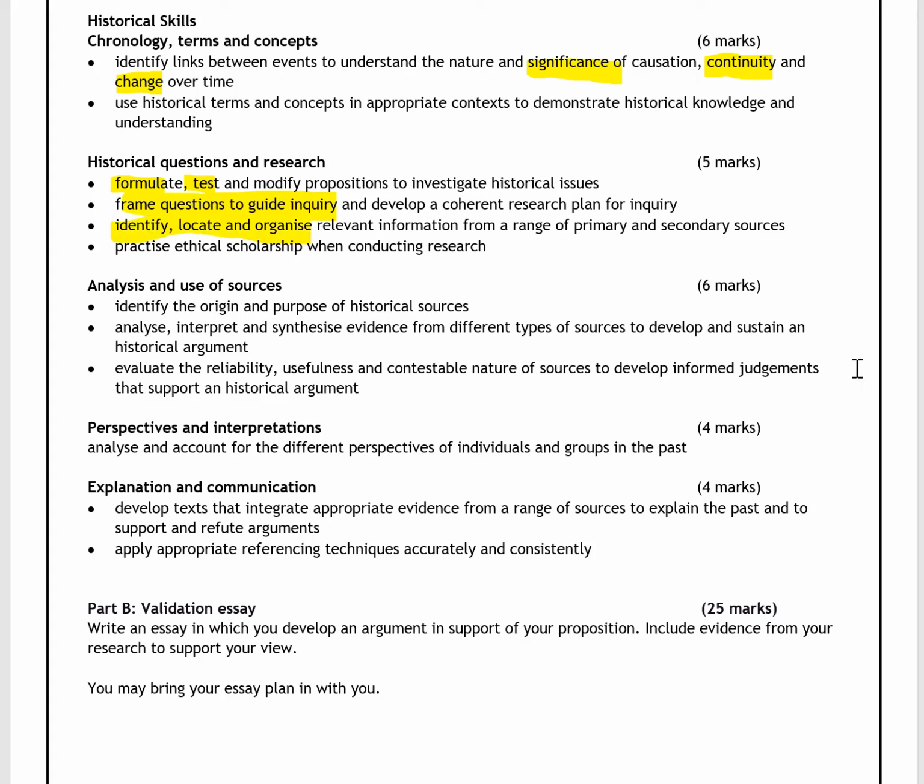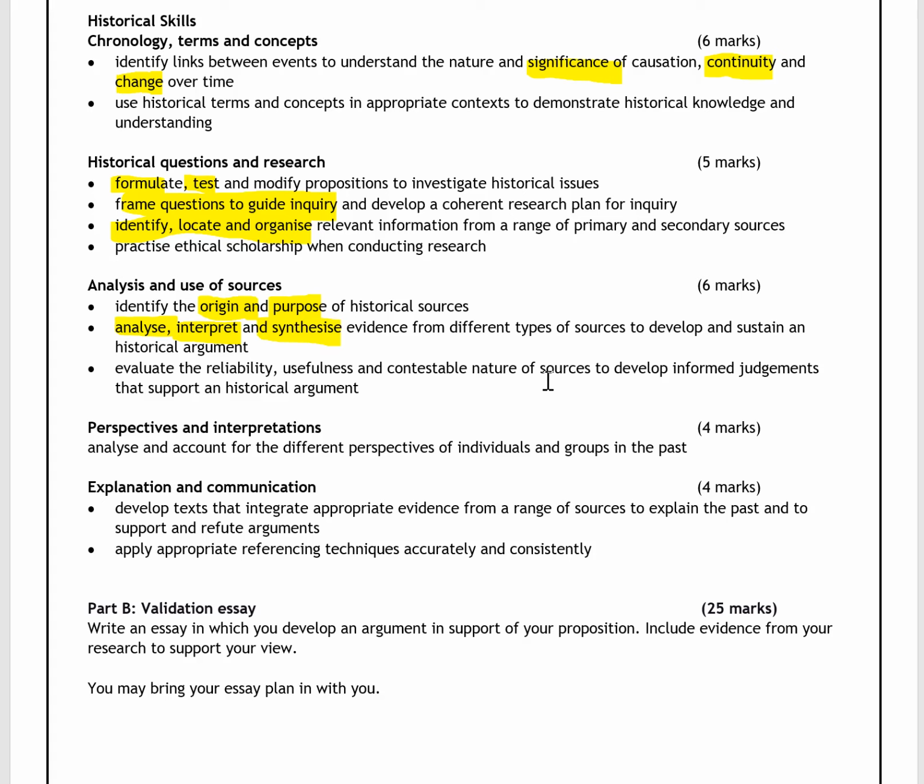Identify, locate and organise relevant information, and ethical scholarship is things like making sure that you're not plagiarising, you're not collaborating, and that you're referencing your material properly. There is a section worth 6 marks. That's worth quite a lot, and it's the use of sources. You're looking at the origin and the purpose of the sources you choose. What were they constructed for? Where did they come from? You've got to analyse, interpret, and then combine all that together to create an historical argument.